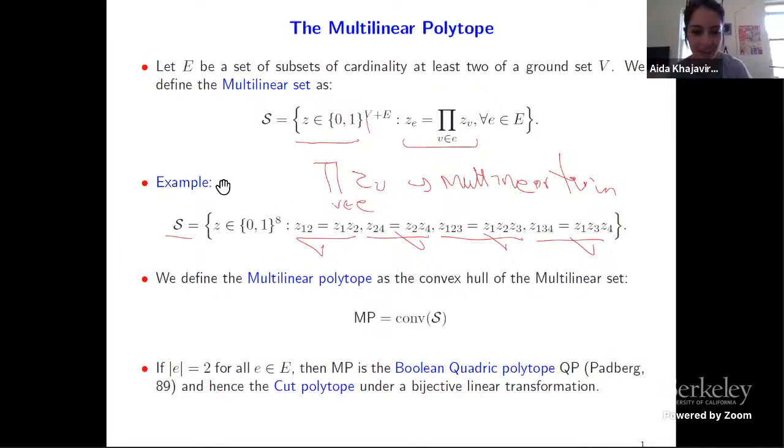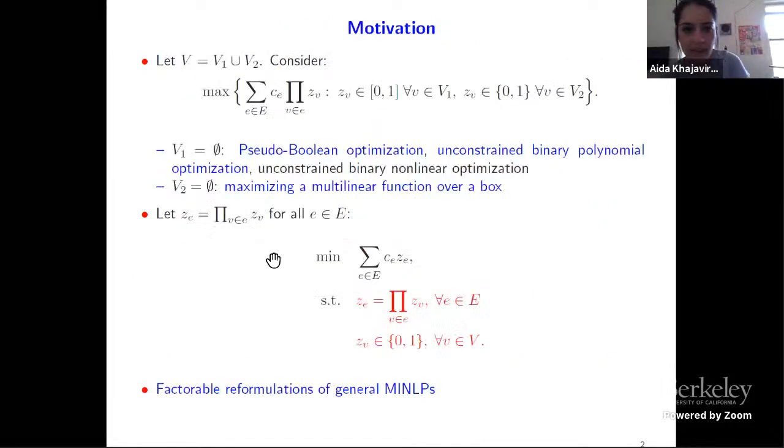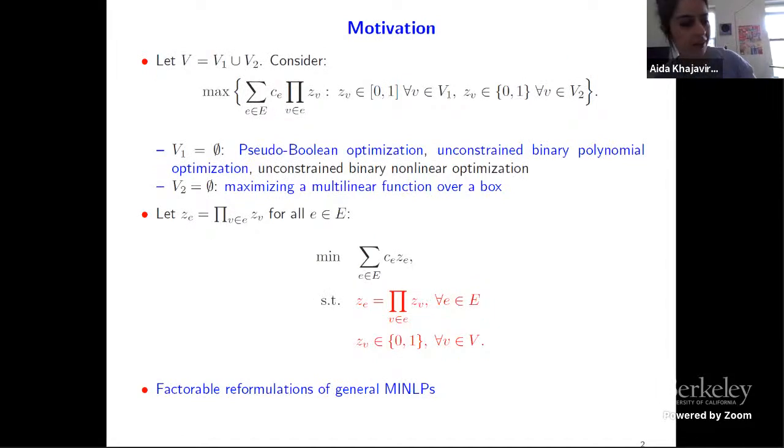Okay, good. All right. So why did I define it the way I did? Let's just answer Jacob's question. Here is a motivation. I'm looking here at an optimization problem where I'm maximizing a linear combination of a bunch of these multilinear terms, right?